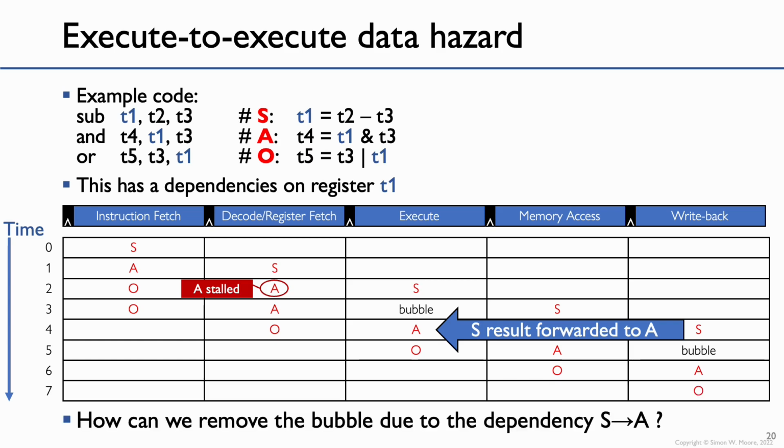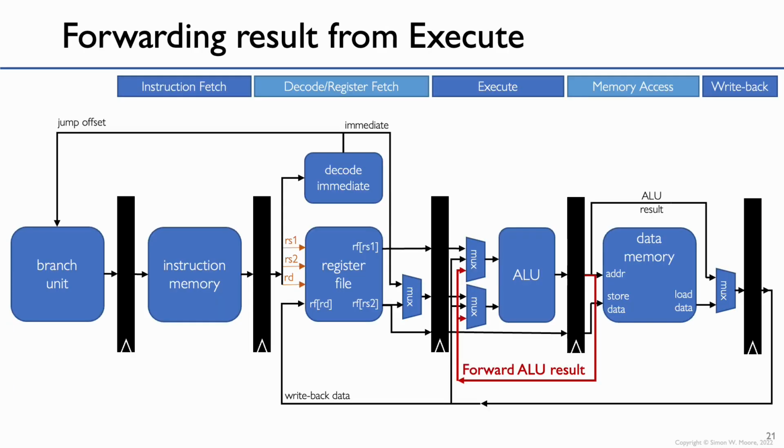So the question is, how can we remove the bubble due to the dependency between the S and the A instructions? Well, we need some more forwarding. So let's look at that. Here what we're going to do is add an additional forwarding path. We're going to forward the ALU result from that pipeline register back to the execute stage.